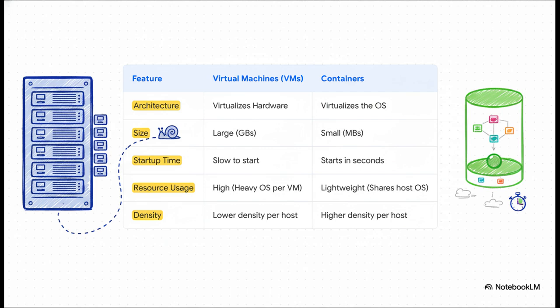Now, you might be thinking, hang on, isn't that just a virtual machine? And that's a great question, but the difference is absolutely huge. A virtual machine, or VM, has to pretend to be an entire computer. It virtualizes the hardware. That means every single VM needs its own full-blown operating system, which makes them gigantic. We're talking gigabytes, and super slow to boot up. Containers are way smarter. They virtualize the operating system. This means a bunch of containers can share the same host OS, which makes them incredibly lightweight. Think megabytes, not gigabytes. And they can spin up in seconds.